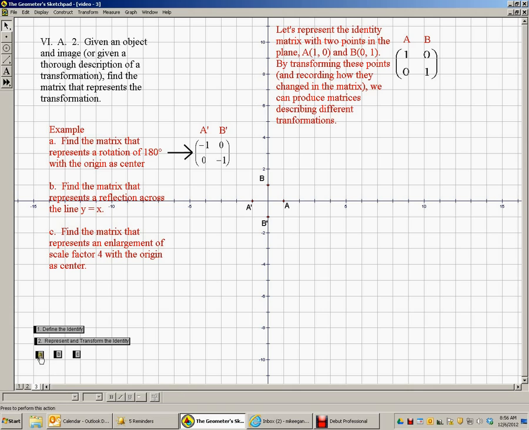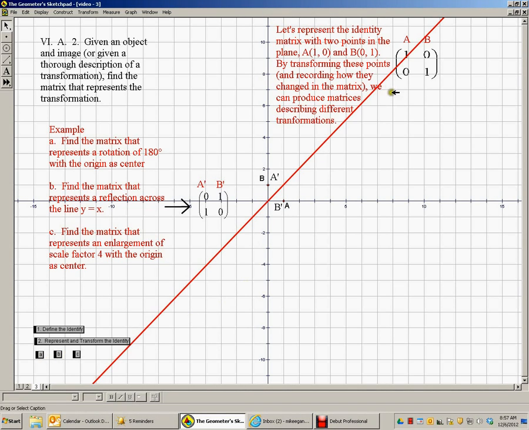Okay, let's try that again for part B. Let's look at B. Find the matrix that represents a reflection across the line y = x. So now I'm going to reflect my points A and B across the line y = x. Well, okay. Might be a good idea to go ahead and draw that line y = x. Here it is. I've drawn it in red.